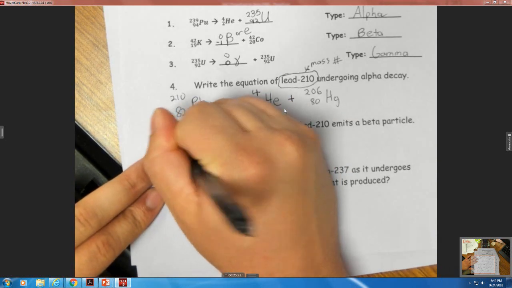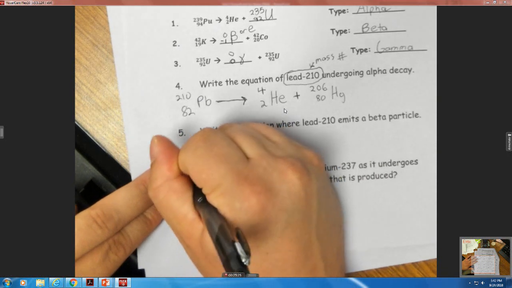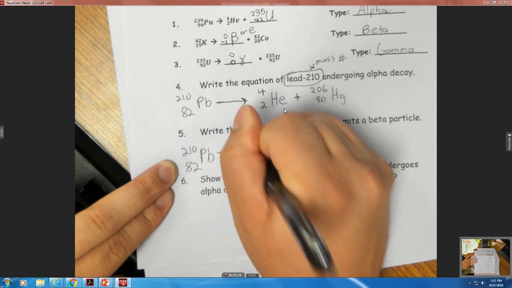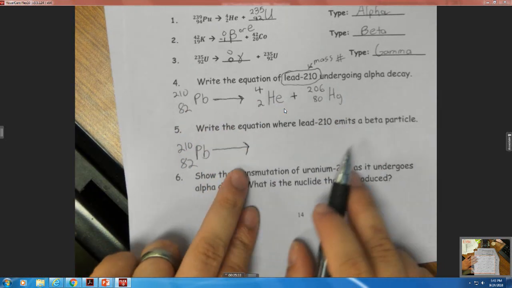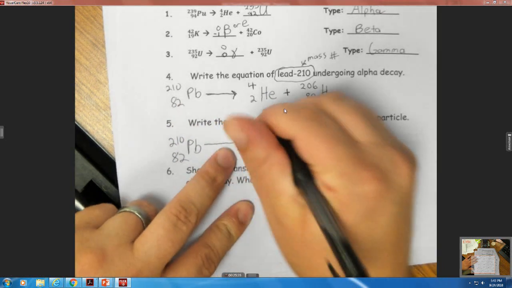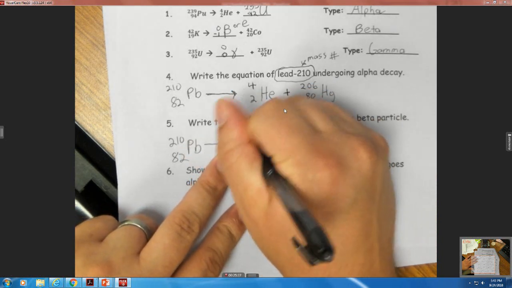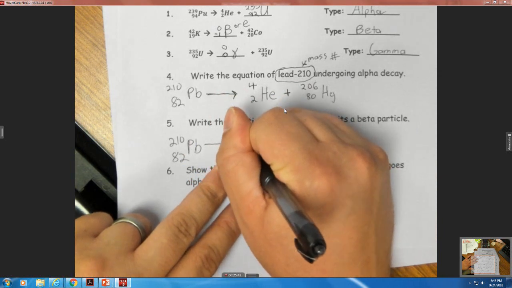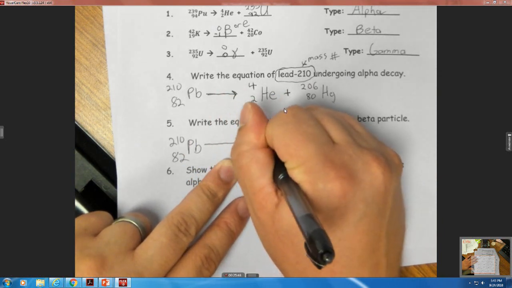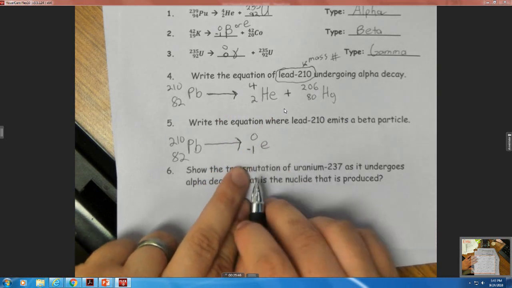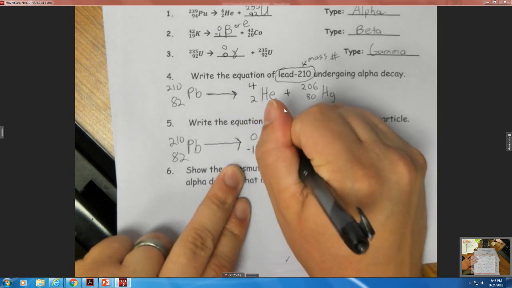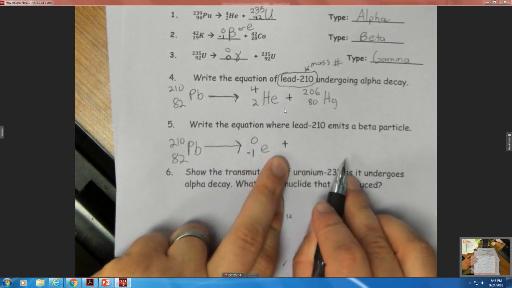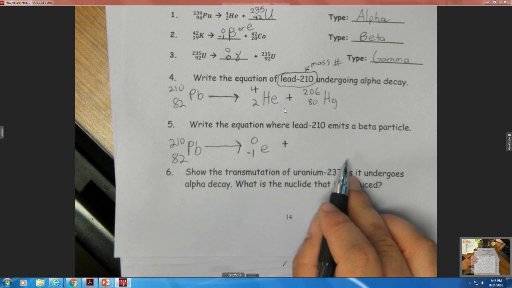Pb with a mass number of 210 and an atomic number of 82. And it's going to undergo beta decay this time, beta particle. So a beta particle has a mass number of 0, and it has an atomic number of -1. It's essentially just an electron. Okay, then I'm going to add my resulting element over here. I'm going to get a new element, right?